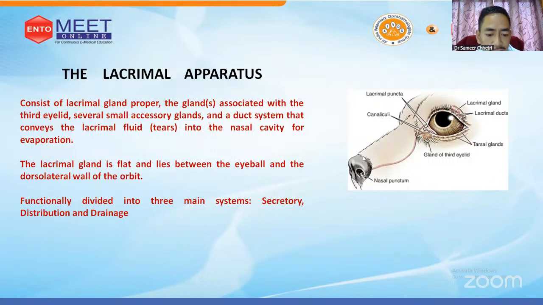And the last one is the drainage. Drainage is where the tear produced is drained through the lacrimal puncta and through the lacrimal duct into the nasal cavity. Sometimes there is a problem in the lacrimal puncta region, because of which there is overflow of the tear all the time. That is called epiphora, so that needs an immediate surgical correction.